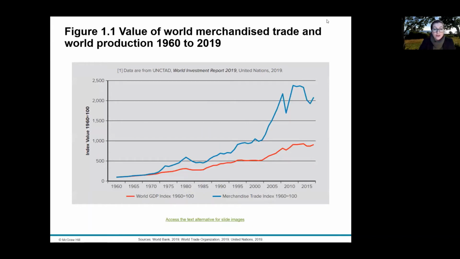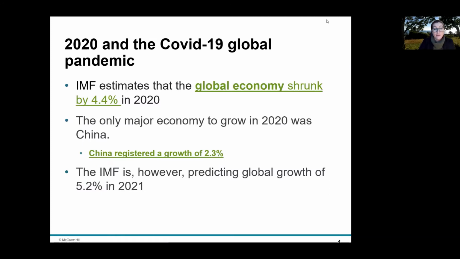This graph shows us that between 1960 and 2018 or 2019, world GDP has been steadily increasing, but rising at an even more rapid pace has been the merchandise trade index. So the value of world trade has been increasing much faster than global GDP.